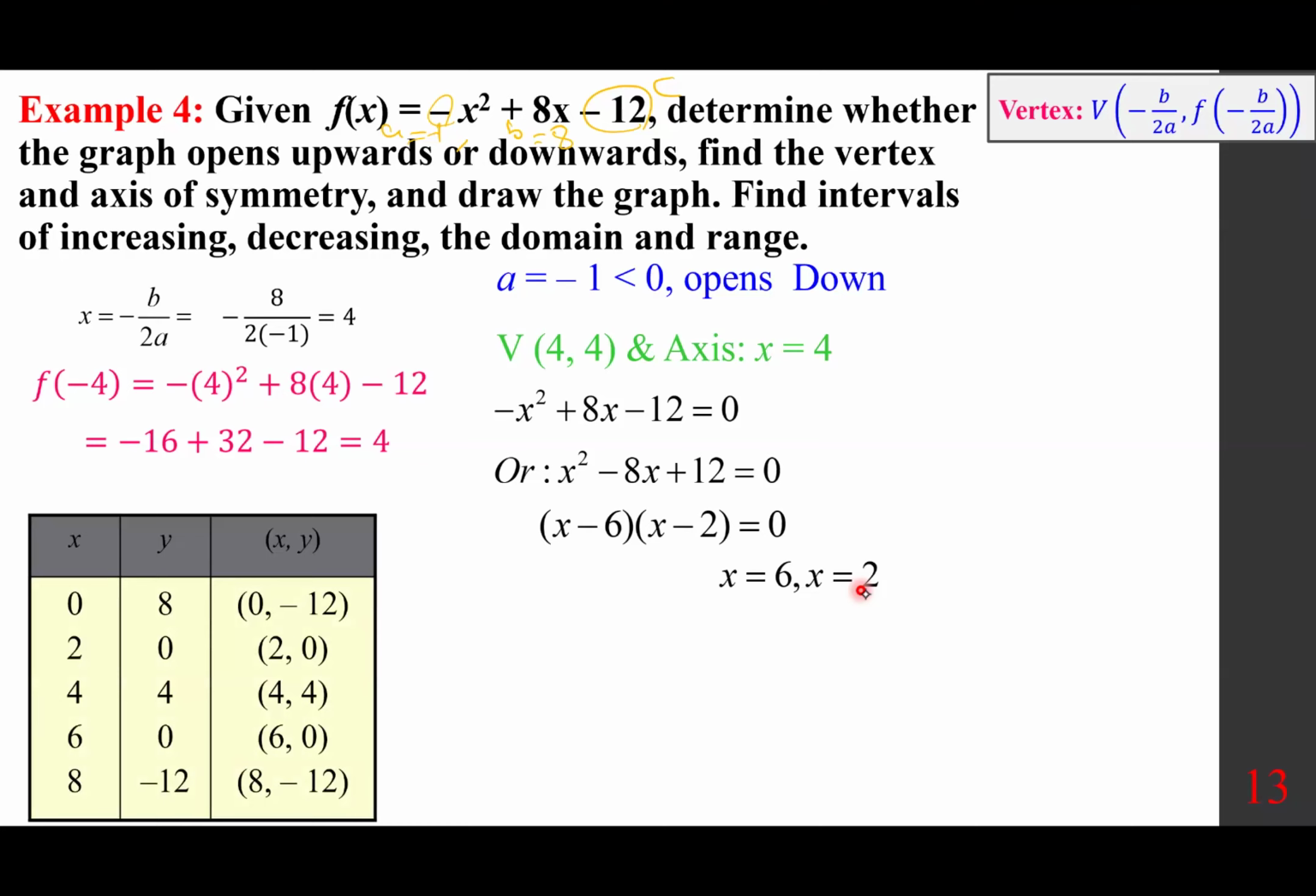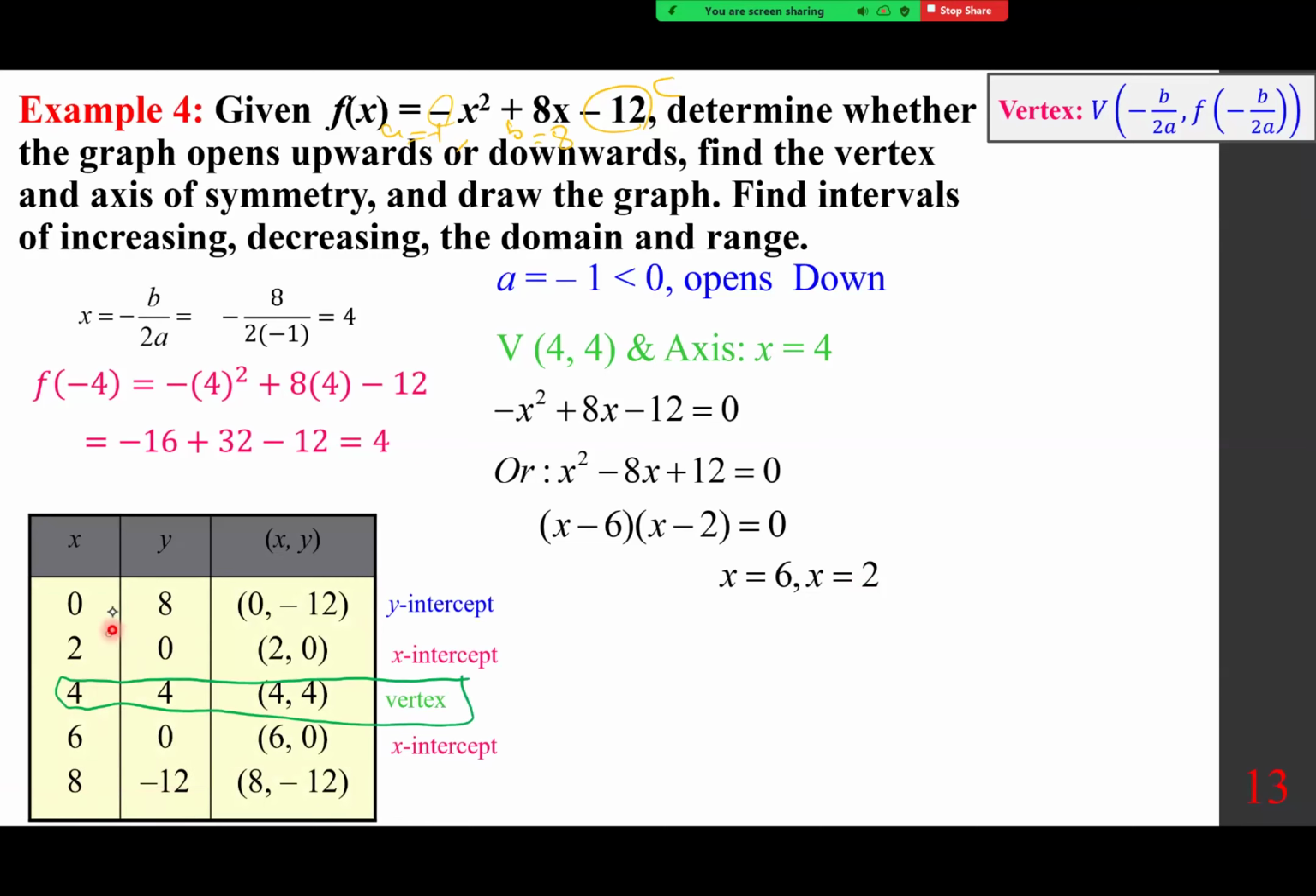First, this is our vertex. Now, 0, negative 12 is the y-intercept. 2, 0 and 6, 0 are the two x-intercepts. Please look at the distance of 4 from 0 to 4. If you go 4 more, you get to 8, and you should have the same y coordinate. I'm showing you the effect of symmetry as far as the parabola is concerned. So this one, we can make it up.